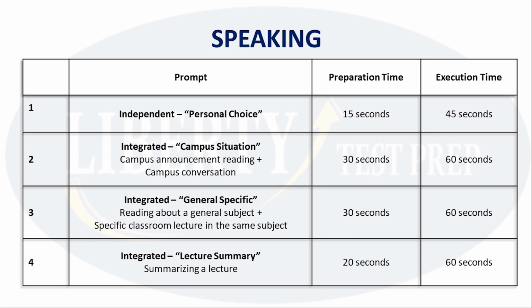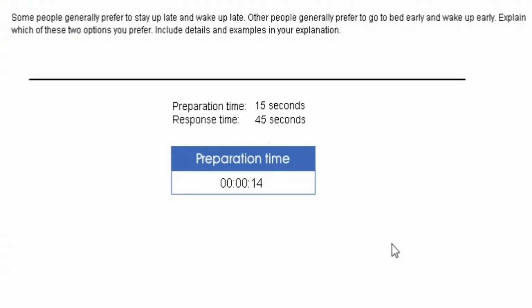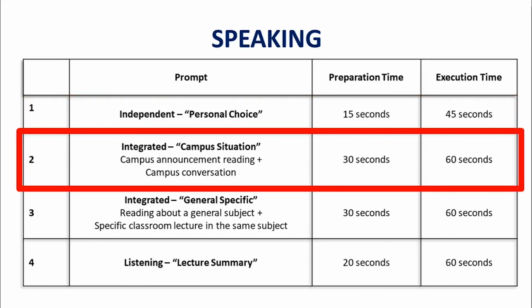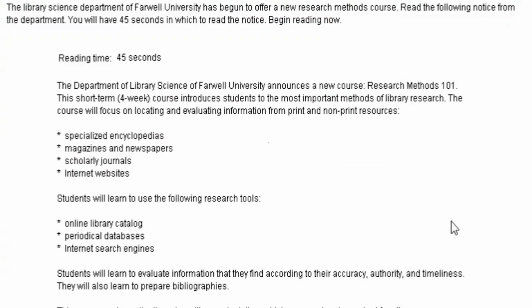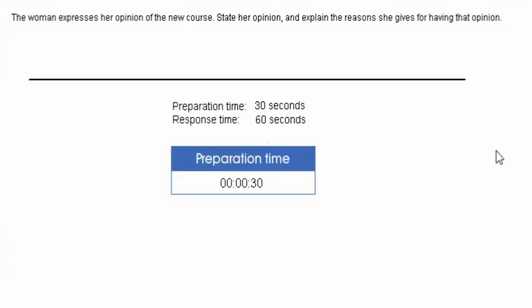So the first question is an independent question. You will get a question usually asking you to choose between 2 things, and you will need to give your opinion in 45 seconds. The second question is called a campus notice question, which is integrated. Basically, you will read a short notice, and then you will listen to an audio of 2 people talking about the notice. Then you will need to give your answer in 1 minute.